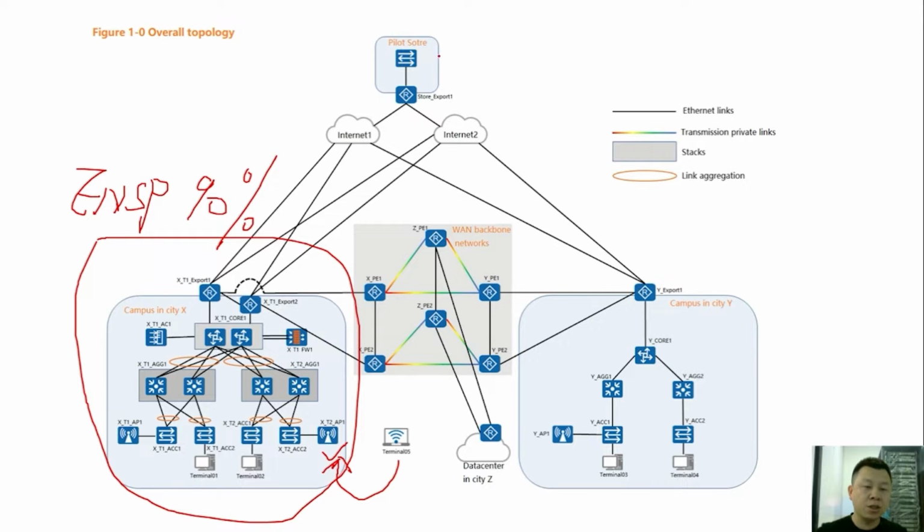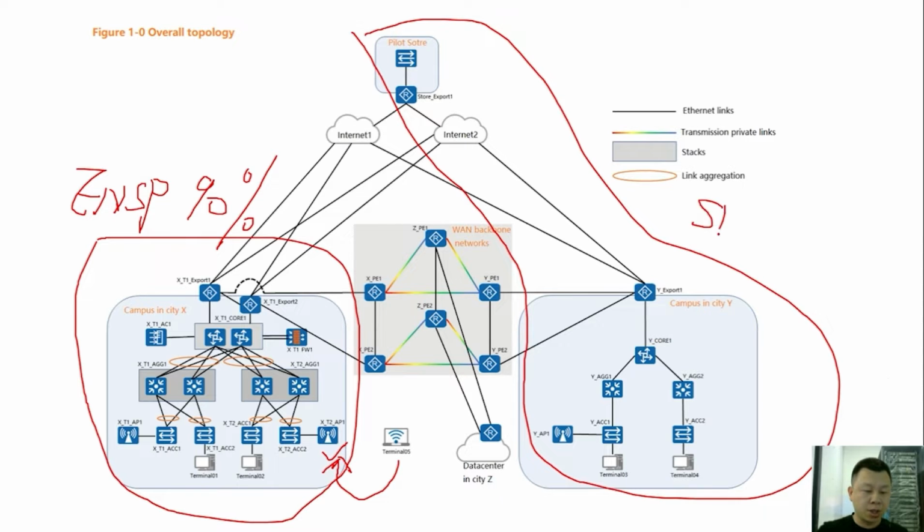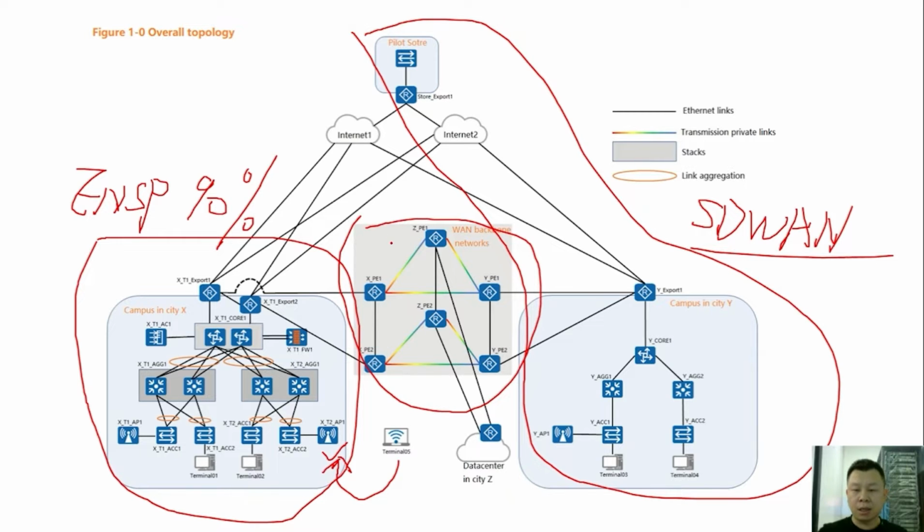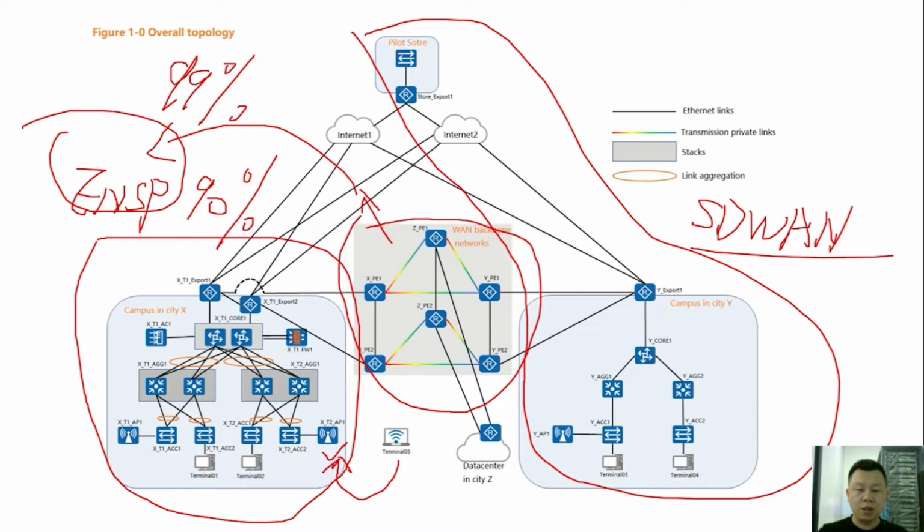Then there's the campus in City Y and the pilot store, which is this part, and the SD-WAN section. This section must be implemented through our remote physical rack access. And the middle part is our transmission backbone network. This network can also be implemented using eNSP, about 99% achievable. This introduction covers the entire topology.